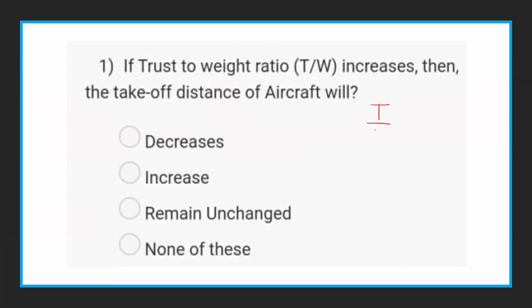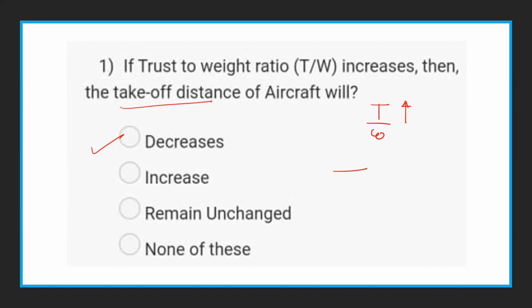So what we are doing here is, this is T by W. We are increasing T by W, and then we are asking what happens to the takeoff distance. Somebody said decreases, yes. And what's the logic? Thrust to weight ratio increases, it means thrust is increasing, so it will overcome the weight, I guess. Very good. It's a pretty intuitive question.